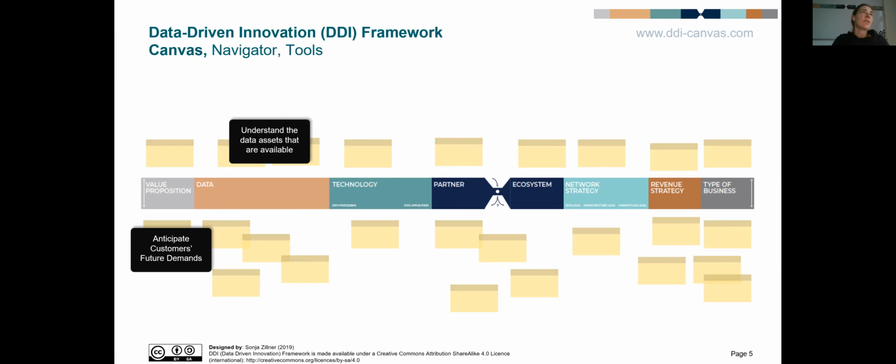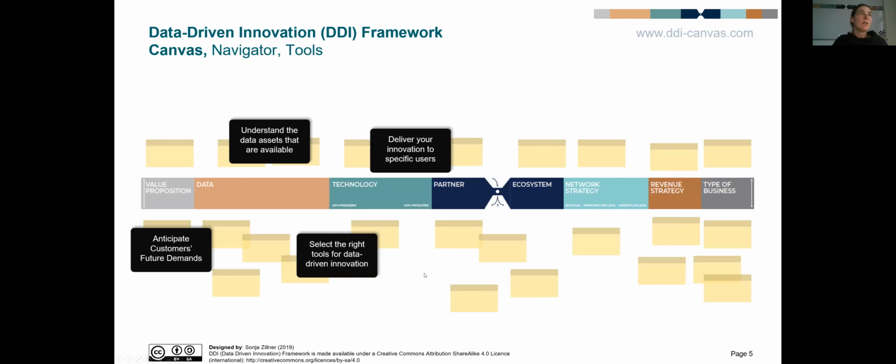You need to understand which data assets are available, which quality they are, how to make use of them, and whether you are allowed to use them. So this we analyze in the data aspects. We analyze the technology aspects. On the one side, do you have the right tools for data-driven innovation in the area of data processing technologies? But also, how will you deliver your data-driven innovation to the user? Which kind of value will you bring forward, and how will you ensure that your user can consume the data-driven innovation?